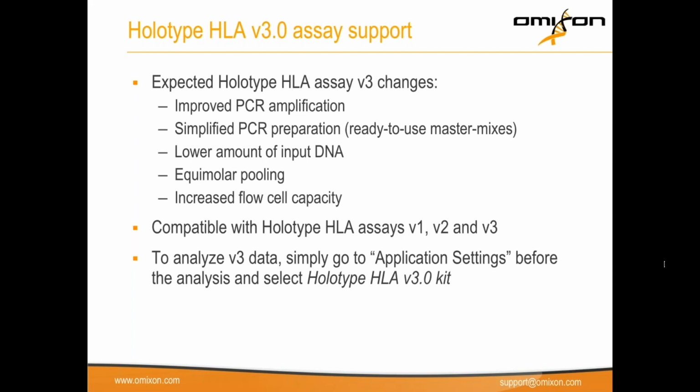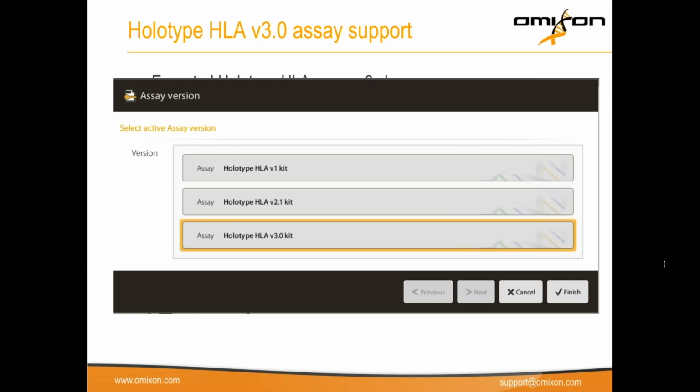You don't need to be worried about the compatibility of HLA Twin 3.0 and our kits, because it supports all our Holotype product lines. Version 1, version 2, and version 3. So you need only one version of HLA Twin software. Analyzing v3 data is very easy. Simply go to application settings before the analysis and select the HLA v3.0 kit. Actually, you need to do this if you want to reanalyze your v1 or v2 kit-based data from the past. Unfortunately, it's not possible to automatically detect the used assay version.